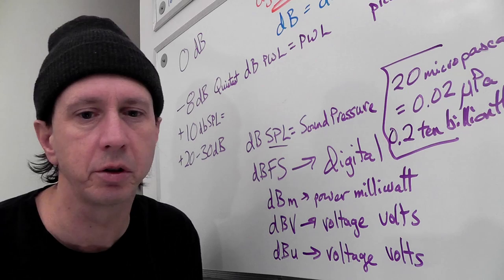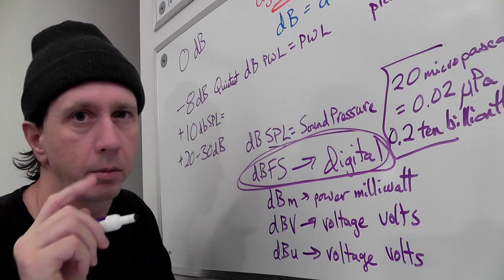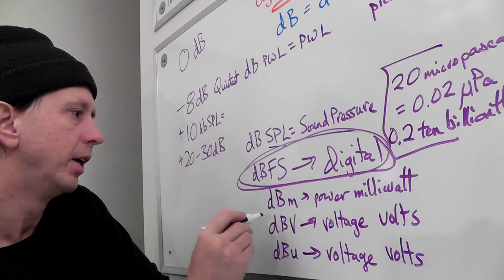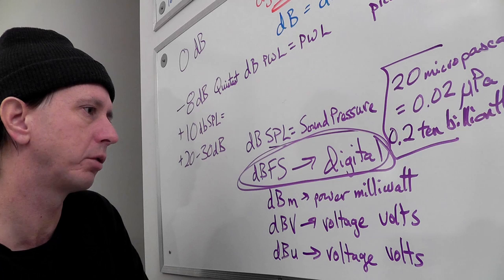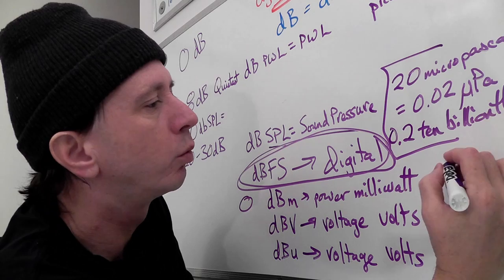Okay, so what's the next one on the list? DBFS, I'll come back to that in a few minutes, because that one is the most important one for us as audio producers. There are some other ones that deal with power and voltage, electrical measurements. dBm, the small m stands for milliwatt. So 0 dBm equals 1 milliwatt.